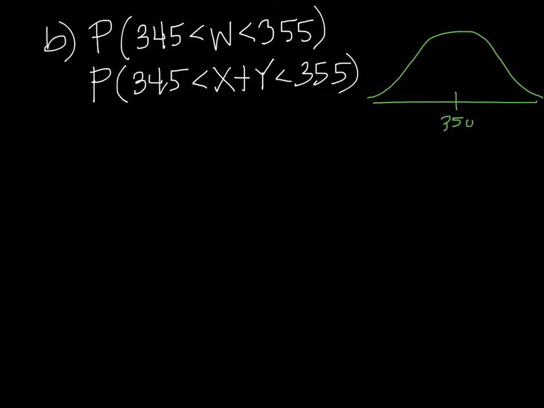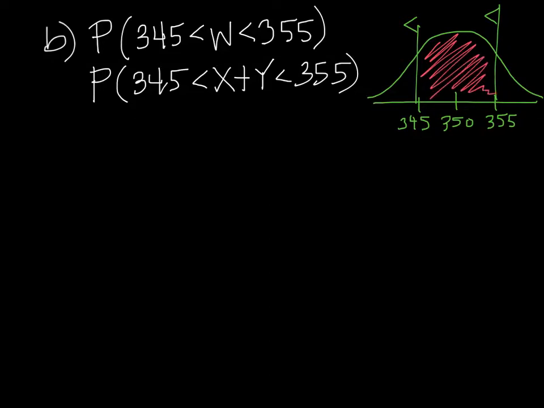I have 350 in the middle for my mean. I'm going up to 355, down to 345, and we want the probability between, so I'm going to shade that space. Remember, you always need to include a picture with these calculations on both my exams and the AP exam.